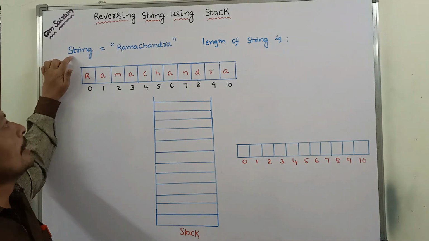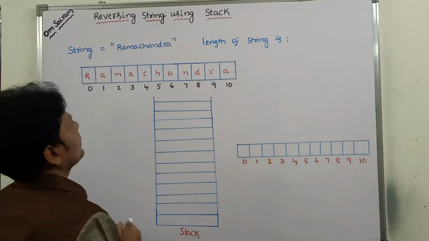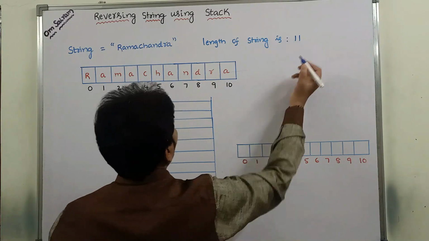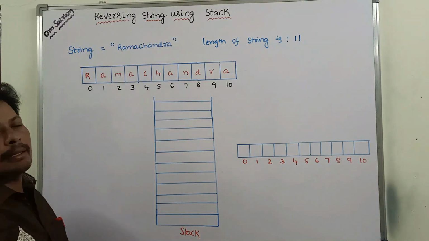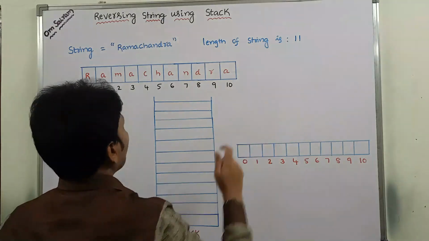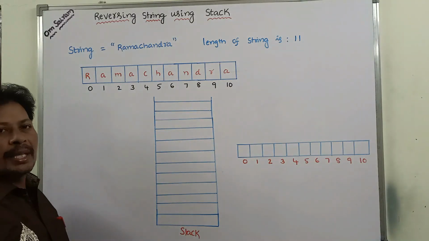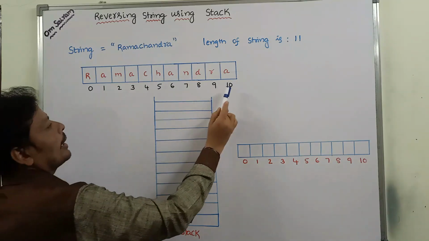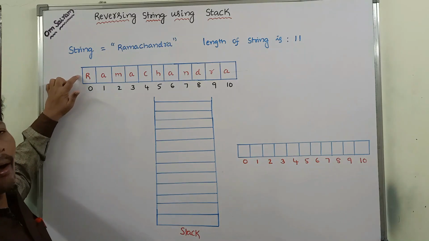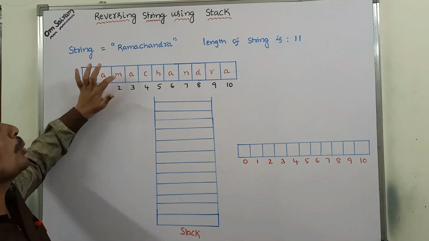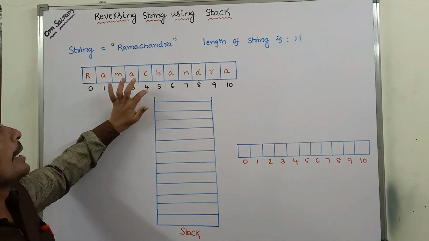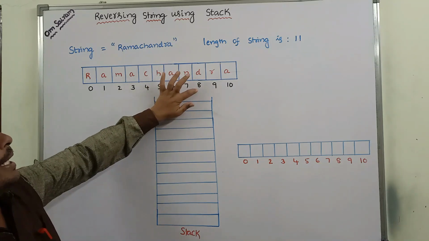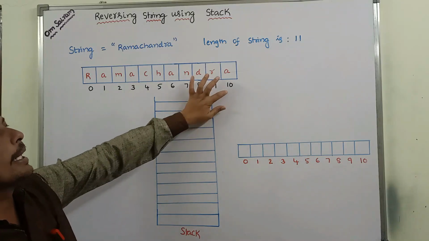Suppose I am taking the string Ramachandra. The length of the string is 1, 2, 3, 4, 5, 6, 7, 8, 9, 10, 11. We have to count how many characters are within the string. So there are 11 characters in the string, and we can say the length of the string is 11. Now this string can be represented by using a character array. Its size is 11, starting with 0 and ending with 10. Index 0 contains letter R, index 1 contains A, index 2 contains M, index 3 contains A, index 4 contains C, index 5 contains H, index 6 contains A, index 7 contains N, index 8 contains D, index 9 contains R, index 10 contains A.